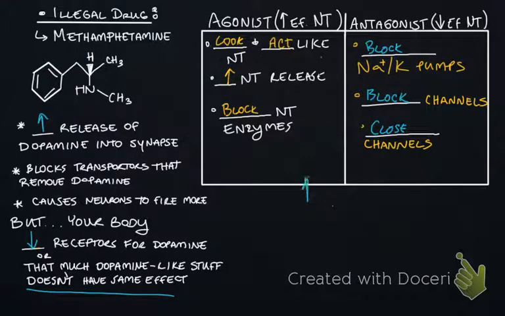So looking at these two types of classifications, what do you think methamphetamine would be? Either an agonist or an antagonist? So based on these things right here, I would say it is an agonist, since it increases dopamine into the synapse and blocks its transporters that remove dopamine.